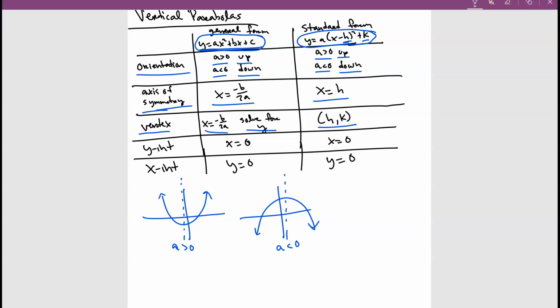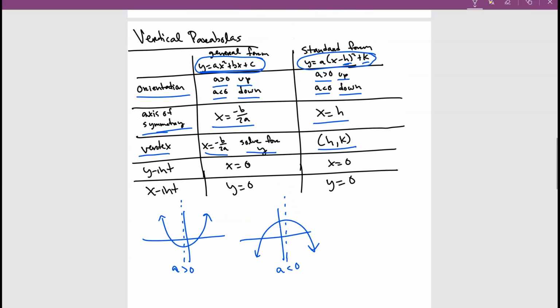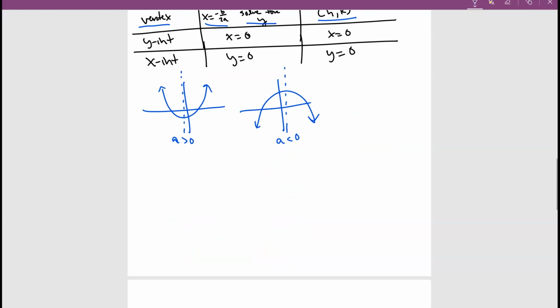So those are things that we've done before, and it kind of seems silly doing it again, but I think that we really need to review the graphing portion and all of these things again. So if you ever want to graph a parabola, just follow these directions. Literally go by orientation, axis of symmetry, vertex, y-intercept, and x-intercepts. Okay, so let's do a couple of problems.